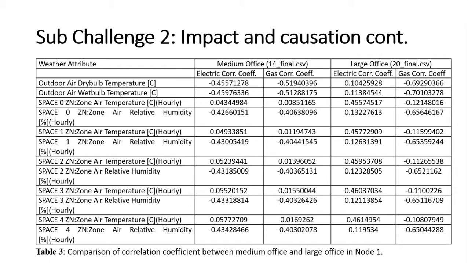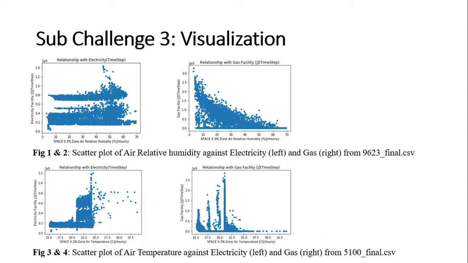Table 3 shows the correlation coefficient values for one of the medium office files and one of the large office files. We sum up the absolute values of these files to identify which of the 2 buildings is impacted most. This method can be generalized and used for other files as well.